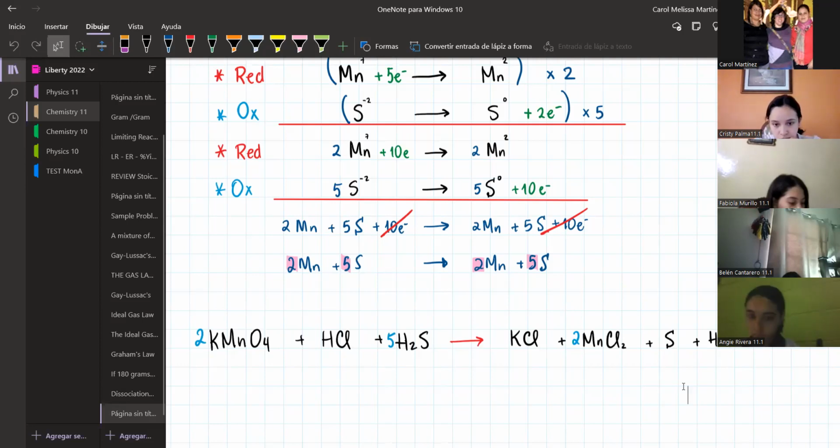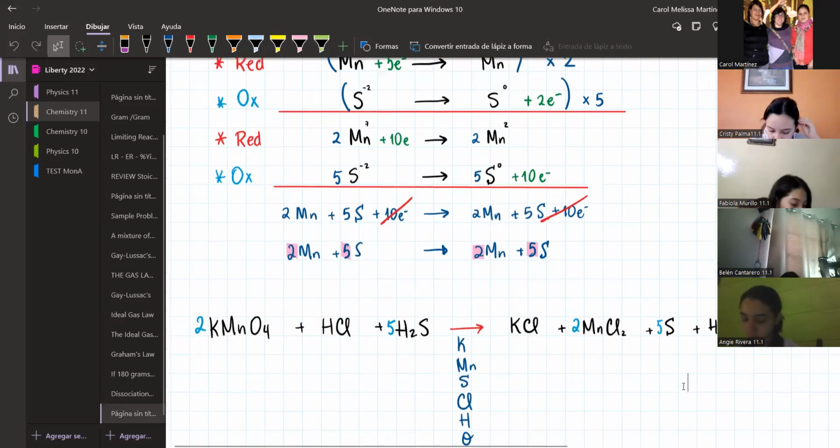And from this, now I'm going to do a final check. If I need to make some adjustment, it's going to be a very simple adjustment. So I will list all my elements from metals: potassium, manganese, and then my non-metals: sulfur, chlorine, and then hydrogen and oxygen. And I compare what I have on both sides.